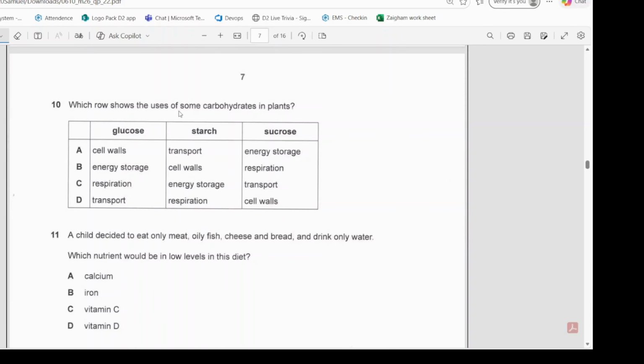Which row shows the uses of some carbohydrates in plants? What does glucose do? Glucose is used in respiration. Starch is used as a storage molecule, and sucrose for transport. So the answer is, just give me a minute.